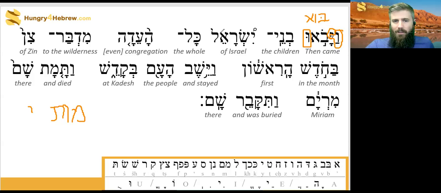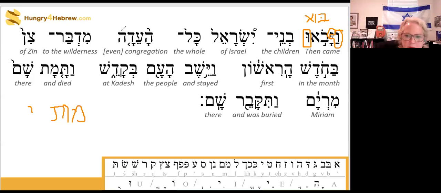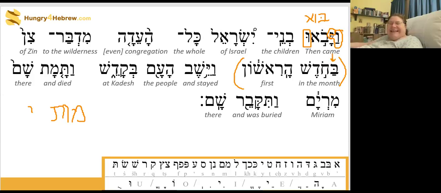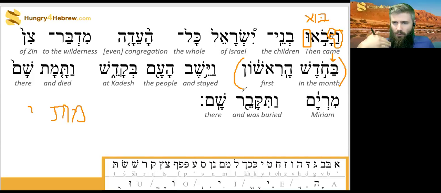Who did? Bnei Yisrael, children of Israel. Kol ha'eda, all the congregation. Midbar tzin. This is being used adverbially, right? Where did they go? Midbar tzin. When? Bachodesh harishon. I guess this one's a prepositional phrase because there's a preposition at the front, but it acts like an adverb. It answers questions like where, when, how, to what extent. When did it happen? Bachodesh, in the month. Which one? Harishon, the first.